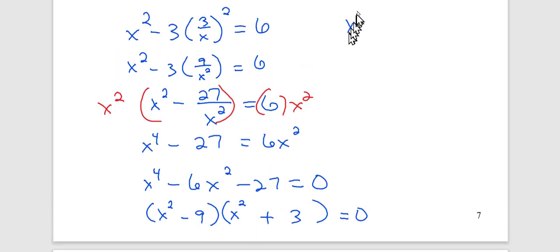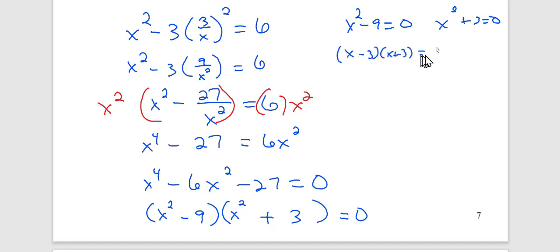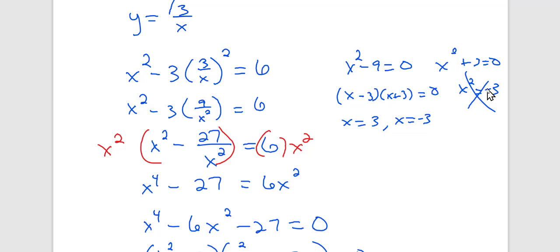Let's set those factors equal to 0, or you could factor further if possible. This one factors further. x minus 3 times x plus 3 equals 0. Gives you x equals 3 and x equals negative 3. This one tells you x squared is negative 3, which is not a real number. That would be imaginary numbers. Can't have x squared equal to a negative. I have these 2 solutions.